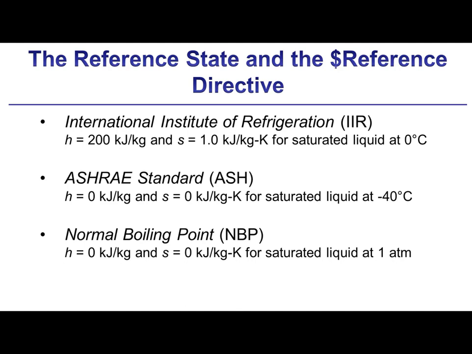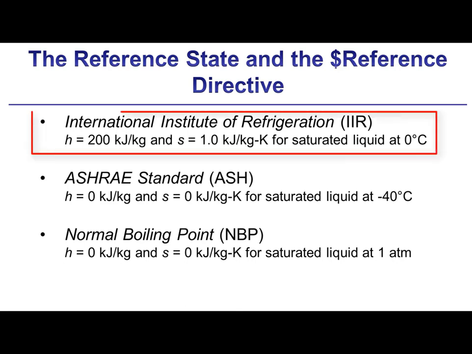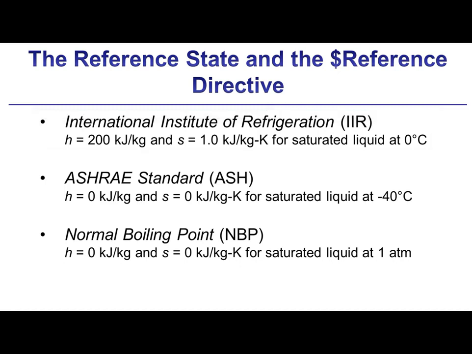These are shown here. You can see the International Institute of Refrigeration reference state, which is indicated by IIR. The IIR reference state sets the value of specific enthalpy to be 200 kilojoules per kilogram and specific entropy to be 1 kilojoule per kilogram Kelvin for saturated liquid at 0 degrees Celsius. And therefore, the IIR reference state can't be used for fluids where the critical temperature is less than 0 degrees Celsius, because for those fluids there is never saturated liquid at 0 degrees Celsius.